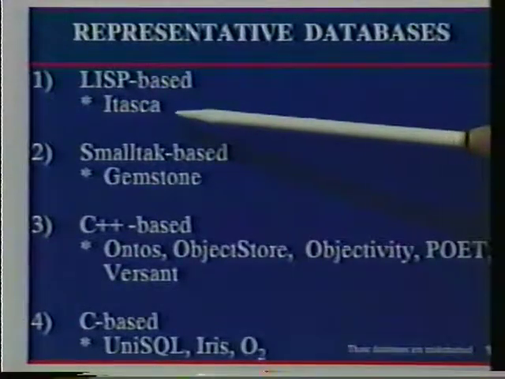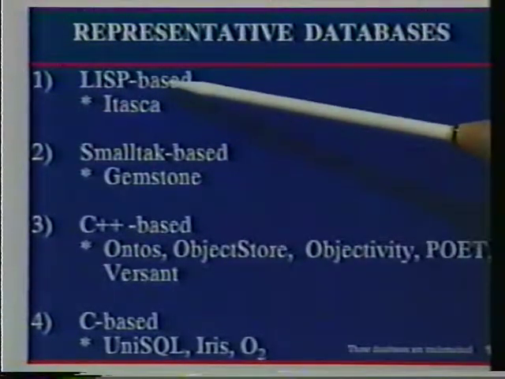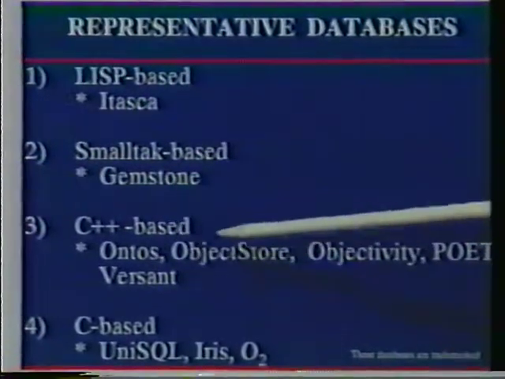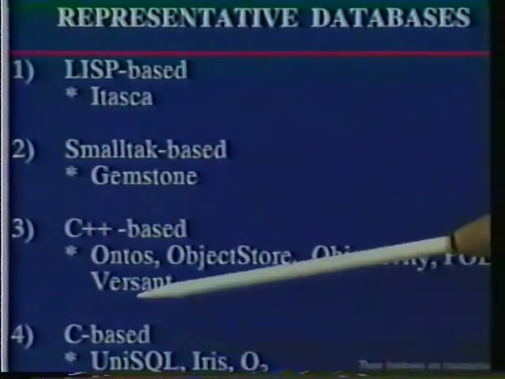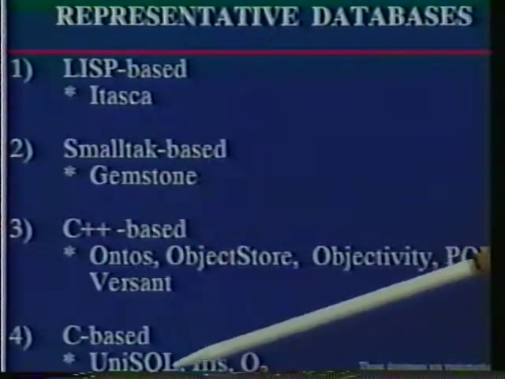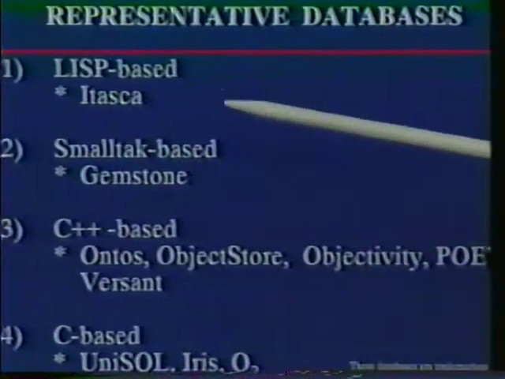In general, we have these database systems classified according to the languages. Like Itasca is based on Lisp, Gemstone is based on Smalltalk, Ontos, Object Store, Objectivity, Poet, Versant, they all are C++ based systems. UniSQL, Iris, O2 are C based systems.